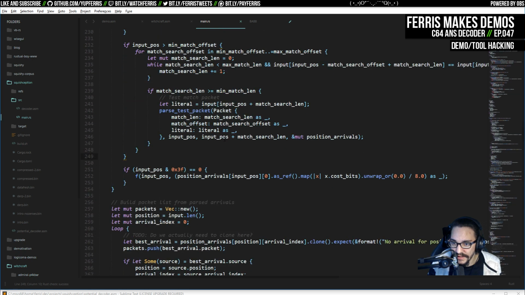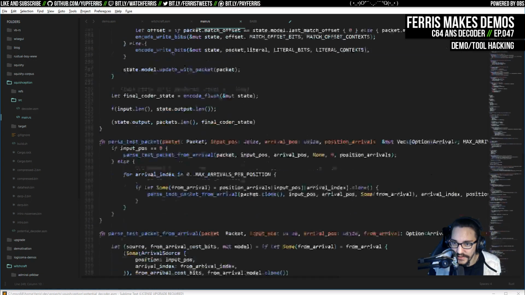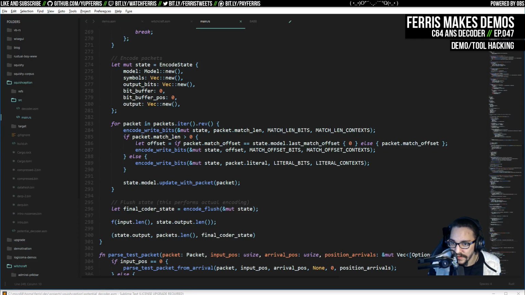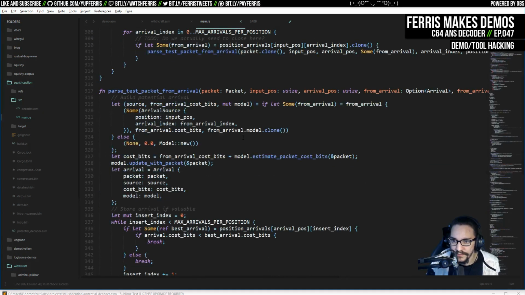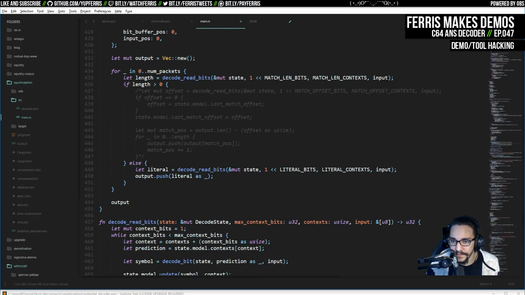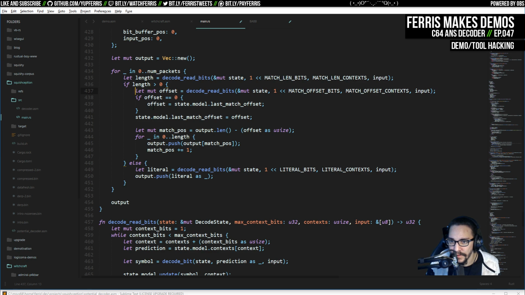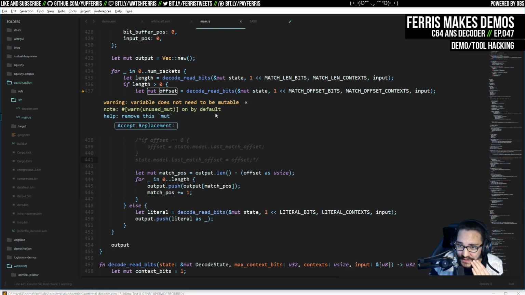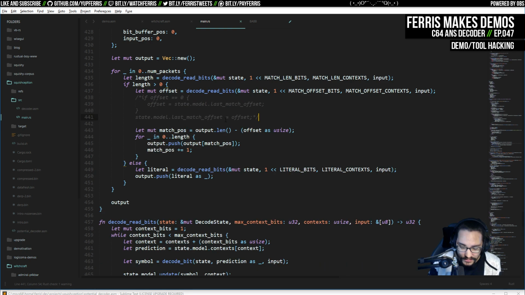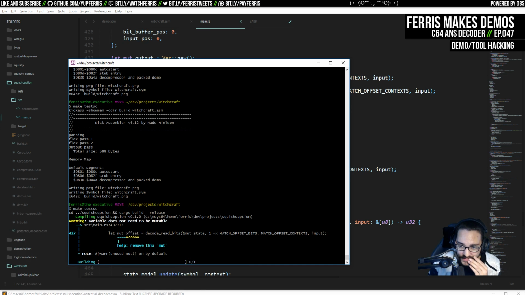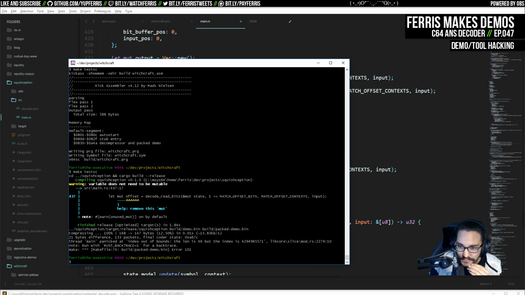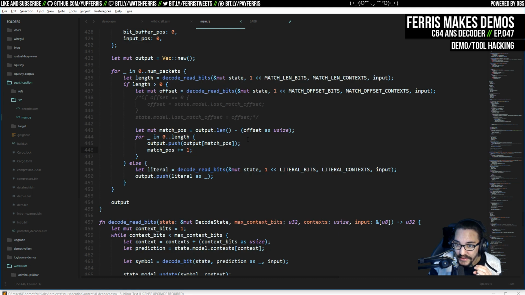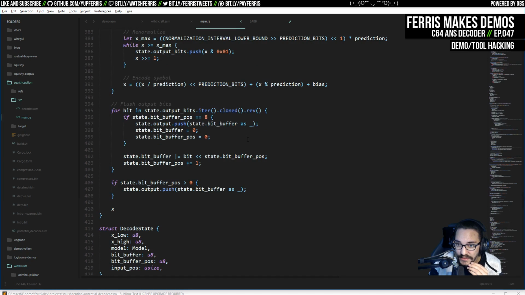So let's do this next thing here. Let's still have it do the match search. But when it encodes, let's have it not use the previous match as another baby step here. Like that. And then we'll see if that works. No, this actually didn't decode right. That sucks.